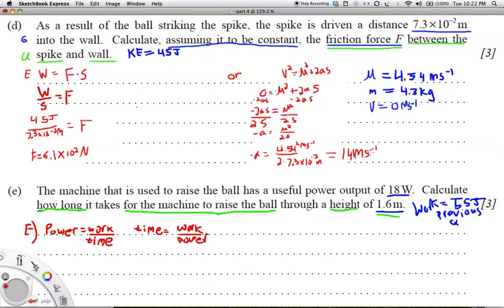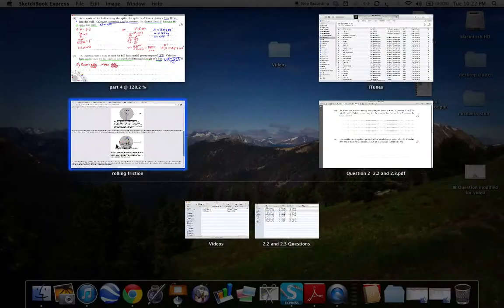Okay. Force equals mass times acceleration. I take 141 and multiply it by 4.3 kilograms. 141 meters per second squared times 4.3 kilograms is equal to 6.1 times 10 to the 2, or 610 newtons. Okay, done. Next question.